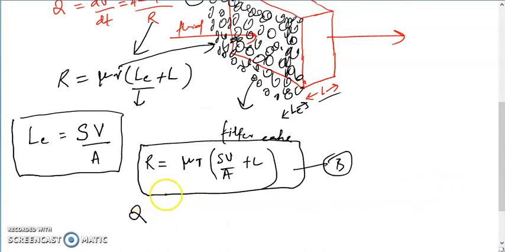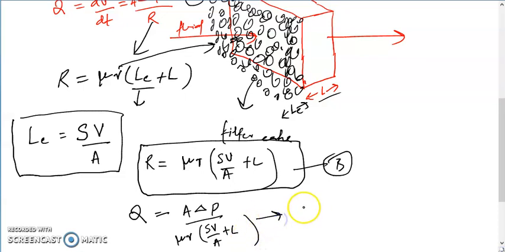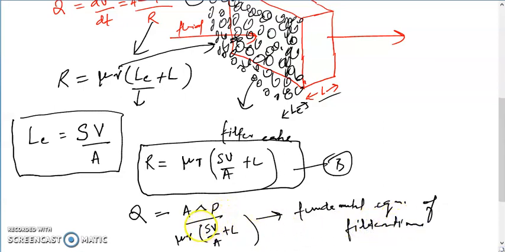We will get Q is equal to A del P divided by mu r, SV divided by A plus L. This equation may be regarded as the fundamental equation of filtration, and it can be used for scale up if converted to appropriate forms.